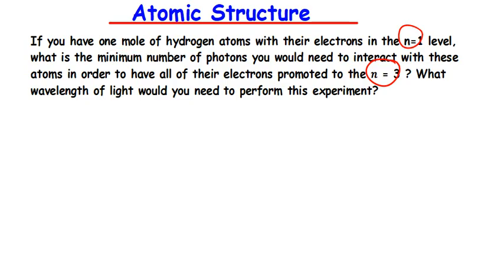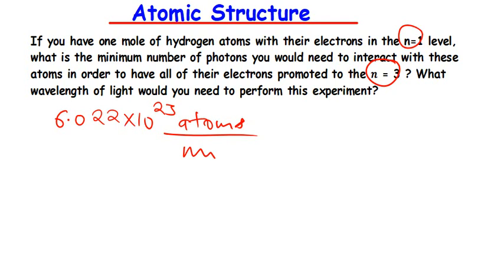Okay, so Avogadro's constant would tell us 6.022 times 10 to the power 23. In this case, we're dealing with one mole to know how many hydrogen atoms we would have, so it will just be atoms per mole. A mole of hydrogen would actually give us that number of atoms.